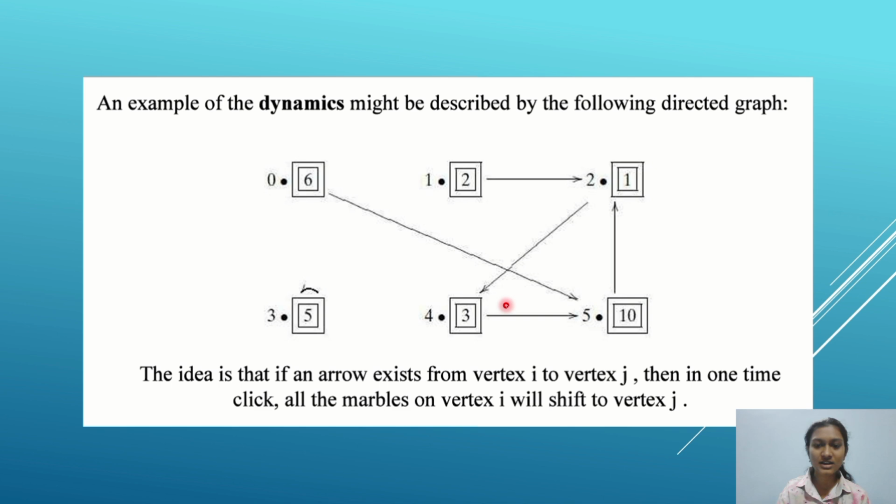So here the dynamics is shown: if an arrow exists from vertex i to j, then in one time click all the marbles on vertex i will shift to vertex j. That is, you can shift all marbles of the 0th index to the 5th index. This arrow indicates the same. So we'll take out the adjacency matrix for it.